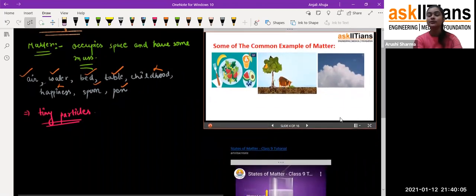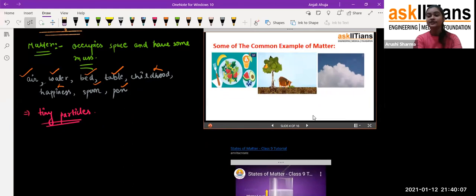If I ask you what can be an example of matter, I think you will start, and the list would not end, because we have so many examples of matter. Everything around us is matter. This pen, my book, my table, my chair, my laptop, everything is matter. Exactly, students.